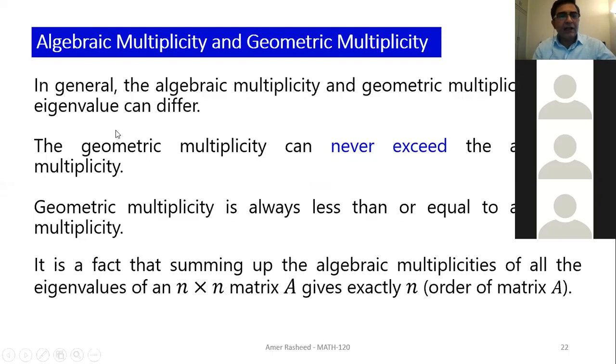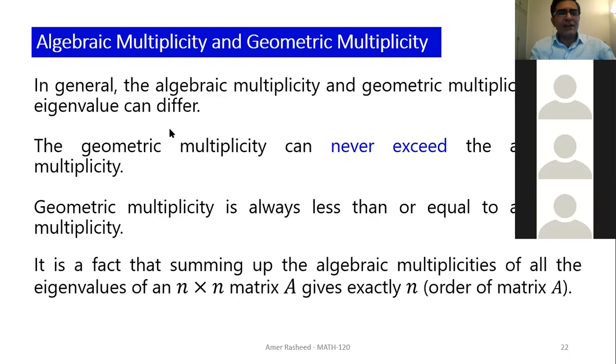It may differ. So geometric multiplicity can never exceed the algebraic multiplicity. Yes, someone has a question? Your question is, can we say that the dimension of the basis is the geometric multiplicity? Yes, you can say. More generally, the dimension of an eigenspace is the geometric multiplicity of the eigenvalue.